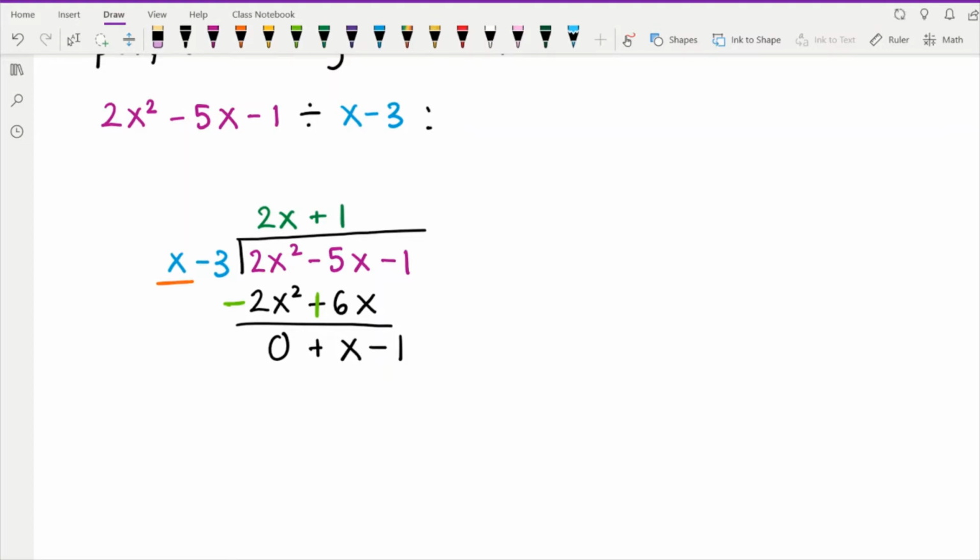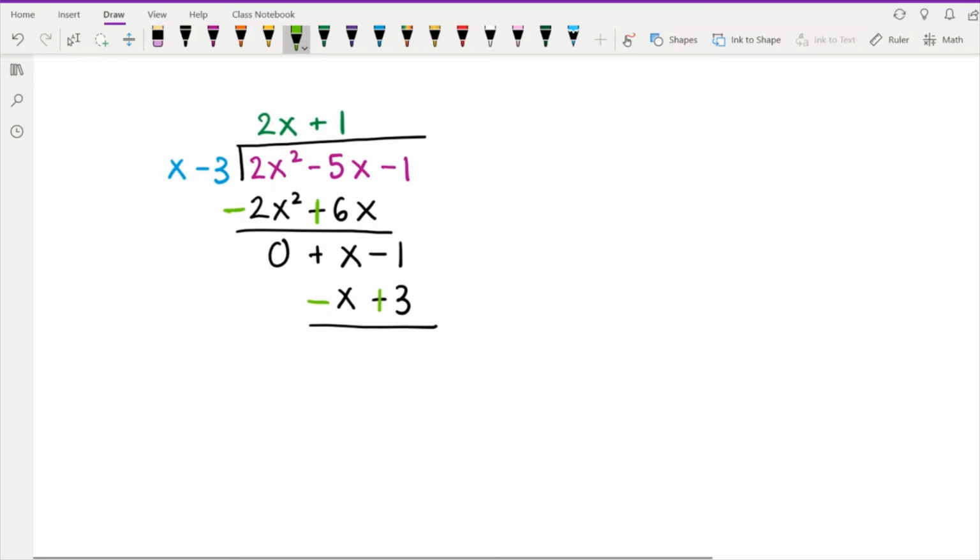And then just like we did in the last step, we do this multiplication step. So we take this and multiply it with this and write it down below. So what is 1 times x minus 3? Well, that's just going to be x minus 3. And then we need to subtract. So we make this minus and this becomes plus. And so we're left with 0, right? X minus x is 0. And then here we have negative 1 plus 3. So that is going to be plus 2.